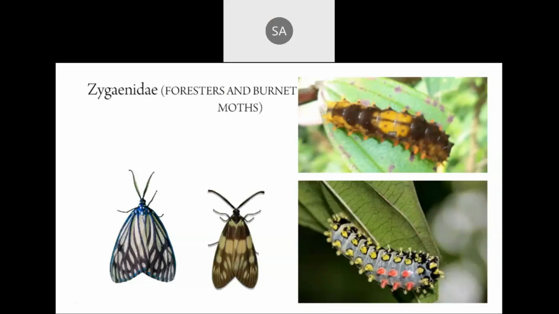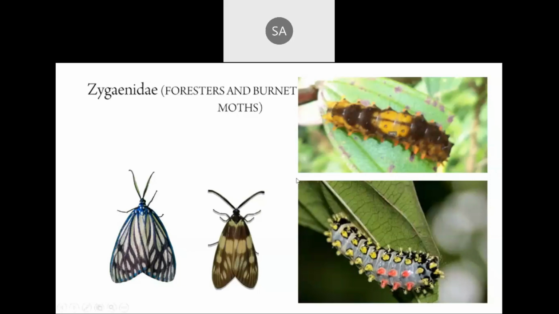And when we talk about the Zygaenidae family, there are different larvae. The first larva is this one. What is that? Sir, what species was that? I forgot the name. Red slug. Red slug caterpillar. Yes, yes.